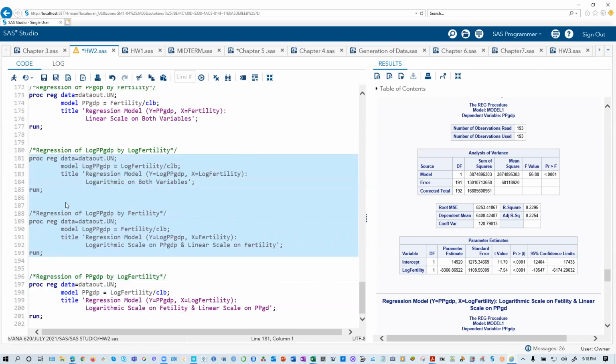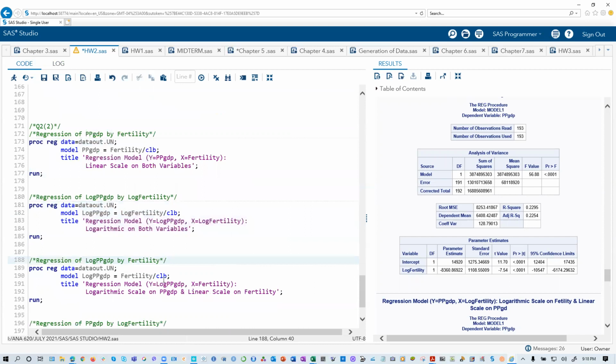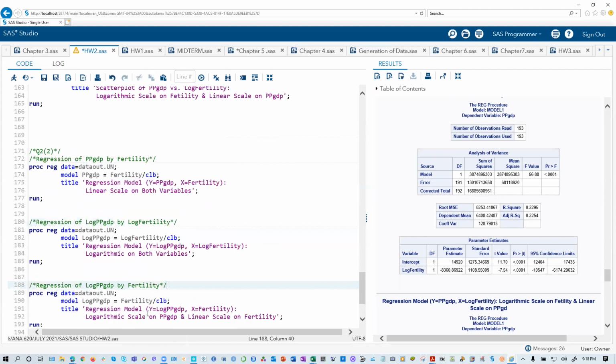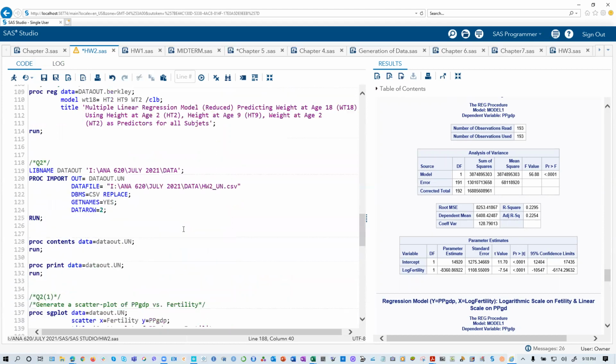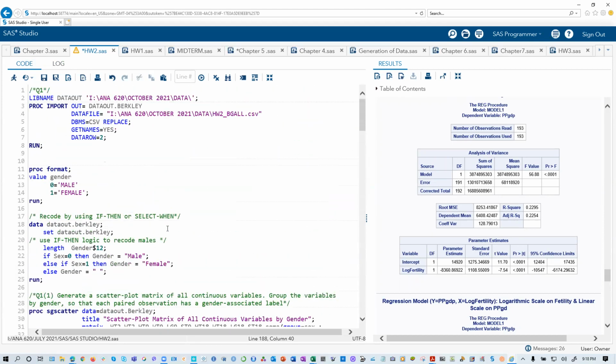I added these two too, okay? You can add two, and do a broader discussion on that one by looking at the R square and comparing all these. Okay. So I think that's all on that one. And let's move on to the midterm.